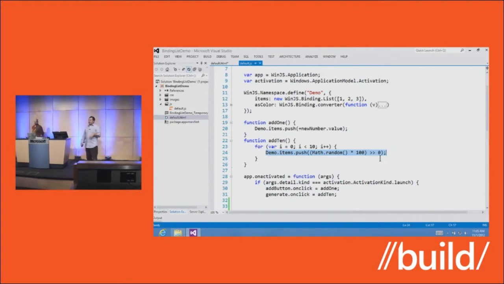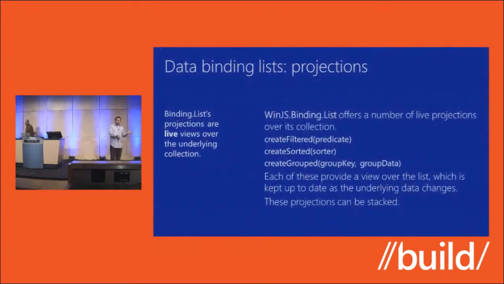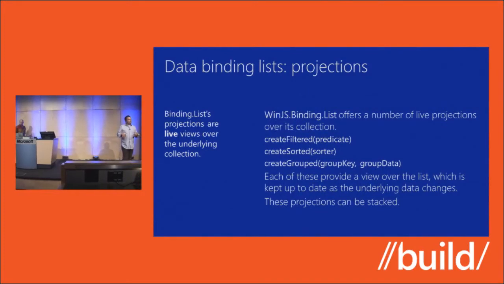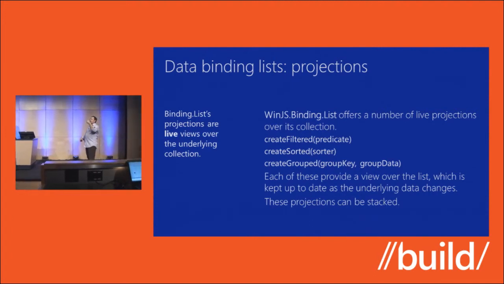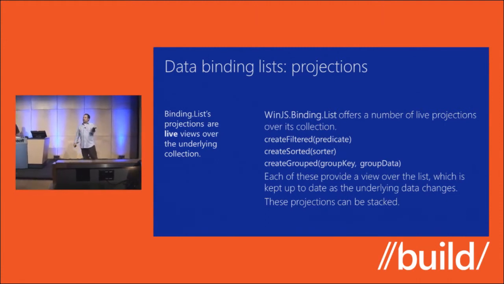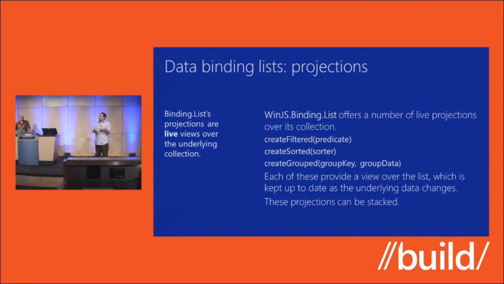One of the cool things that we can do with binding lists is we can have things called projections. What projections do is they take a binding list and give you a live view over the top of that binding list. We have 3 different projections in the system: filtering, sorting, and grouping. With filtering, you can give it a predicate and say, hey, all of the numbers that are odd, those should be in my filter. When you add new items to the collection, if they're odd, they show up in the filter, and if they're even, they just don't show up. It's as if nothing happened. It's pretty cool that they end up keeping live over the collection.